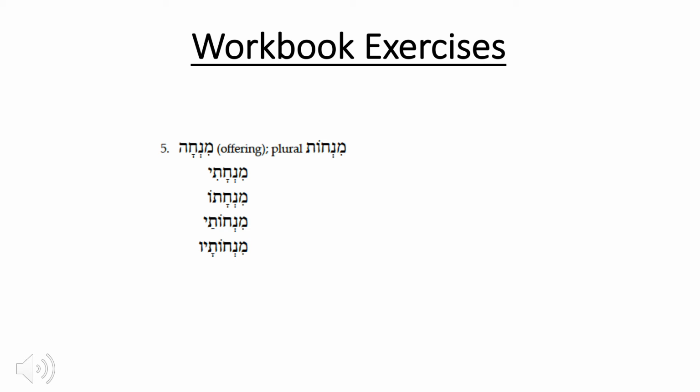Number 5 looks pretty tricky. For one thing, we're dealing with a feminine noun here, which is why the plural has the ot, and you can see the ot in number 3 and number 4, which automatically tells us that we're dealing with a plural noun. Number 1 and number 2 are offering. Number 3 and number 4 are going to be offerings. What about those suffixes? This looks pretty tricky. What do you think those are?